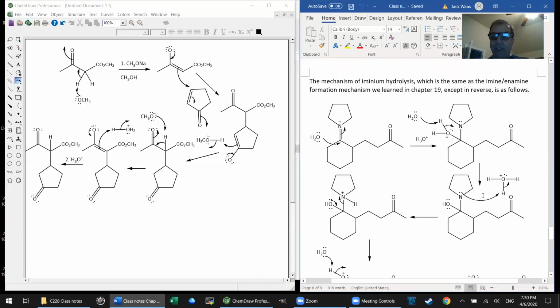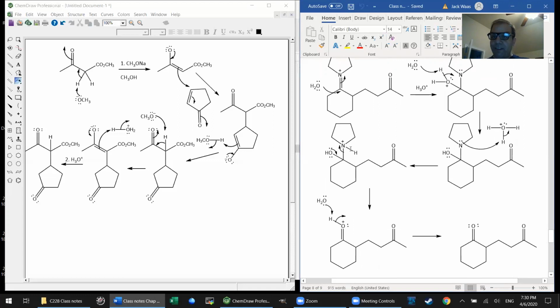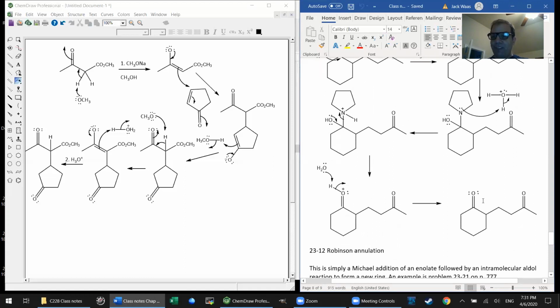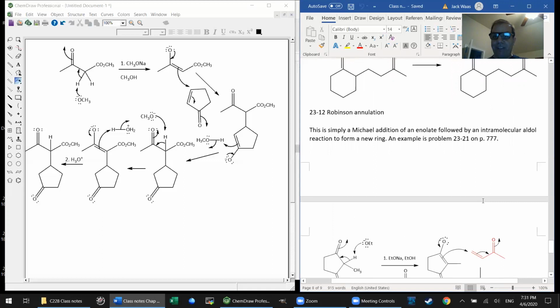And so in the end, you will get a molecule of pyrrolidine, as you see over here. That's going to go into our waste jug. Our major organic product will be this diketone here in that particular case.